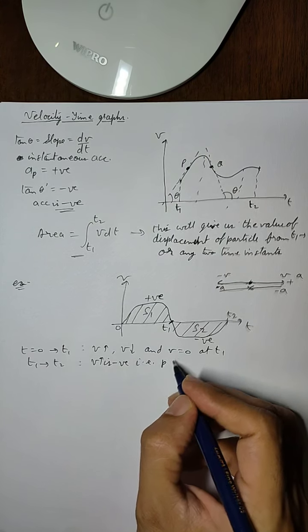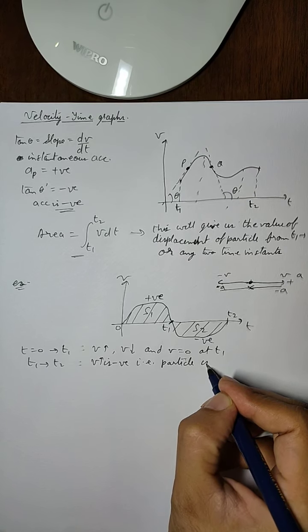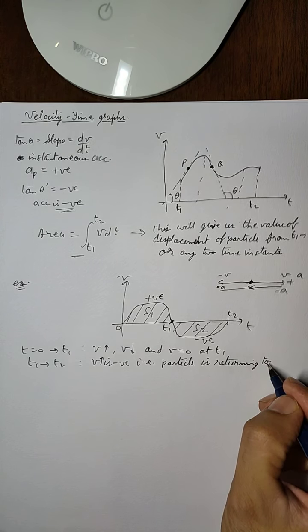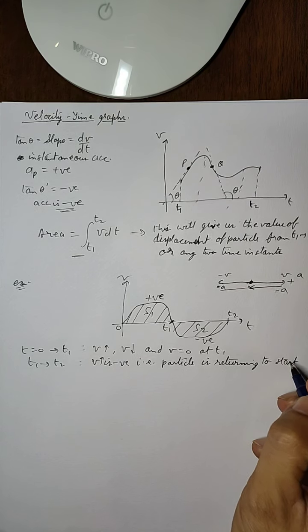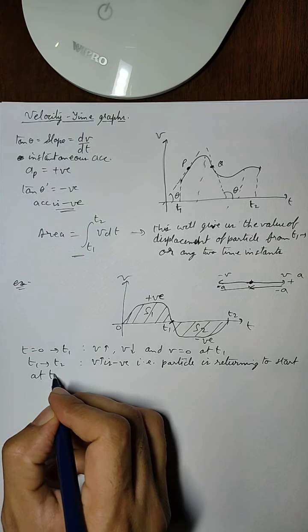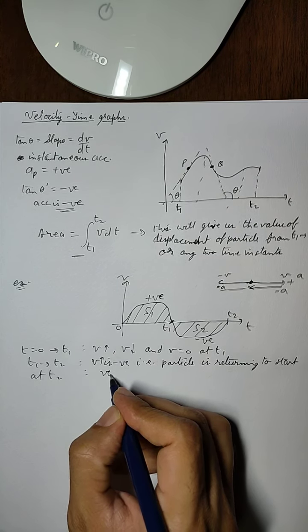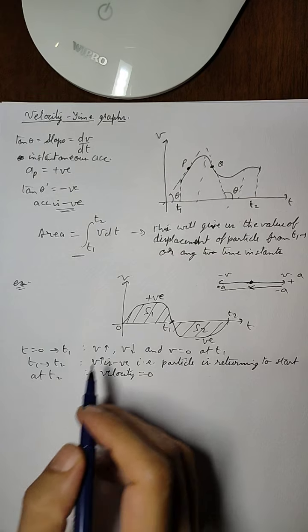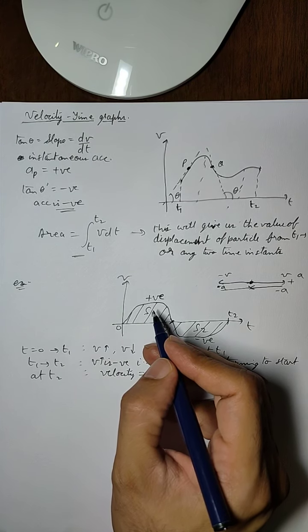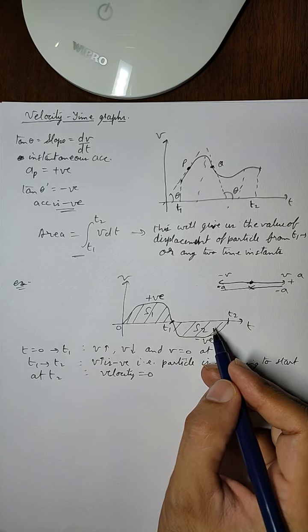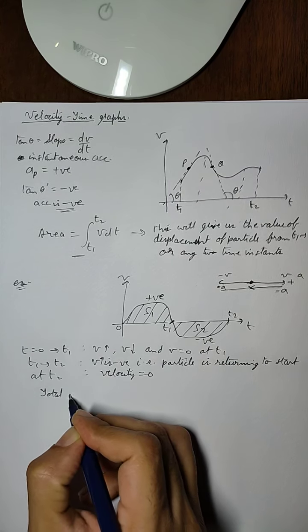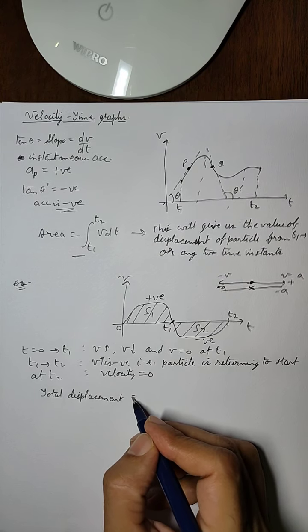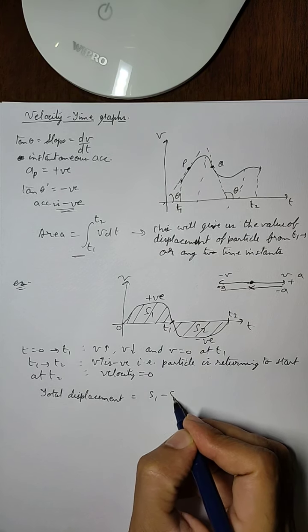Why is it happening? The particle is returning to the starting position, and at t2 the velocity becomes 0, so the particle is at rest. Now the area from 0 to t1 is positive, and from t1 to t2 it is negative. So we can say that the total displacement will be equal to S1 minus S2.